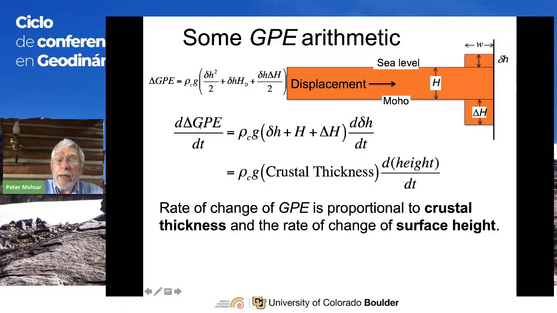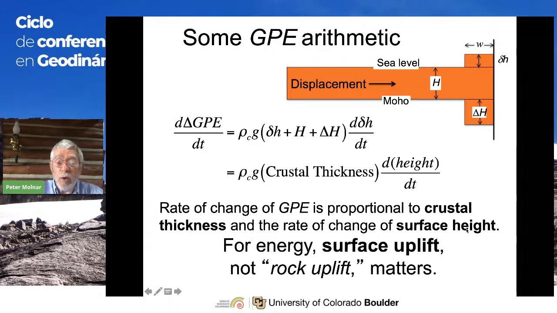If you take the rate at which gravitational potential energy changes with time, it's simply rho g times the crustal thickness times the rate at which the height changes with time. So the rate of change of gravitational potential energy is proportional to crustal thickness and to the rate of change of surface height. I said this once before. So for energy, surface uplift is what matters, not rock uplift. If the surface goes up, the rock goes up. But if the rock goes up and erosion is removing rock, the surface may not be going up.